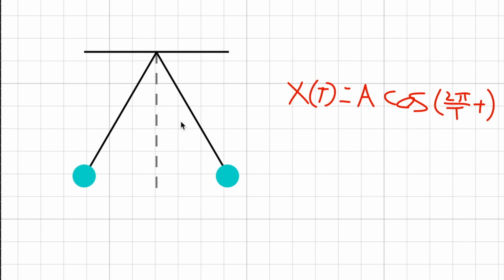Hi, I'm Ethan Kwan, and today I'm going to be telling you about pendulums. A pendulum is a type of simple harmonic oscillator.